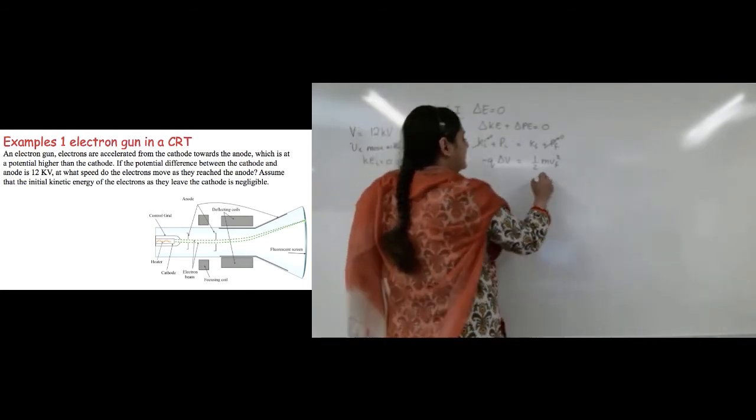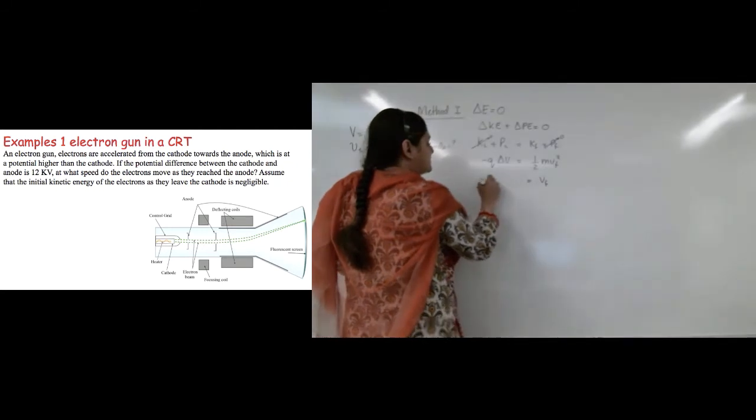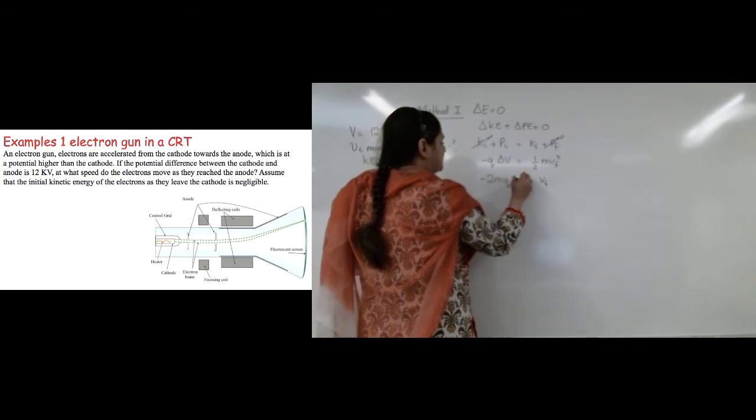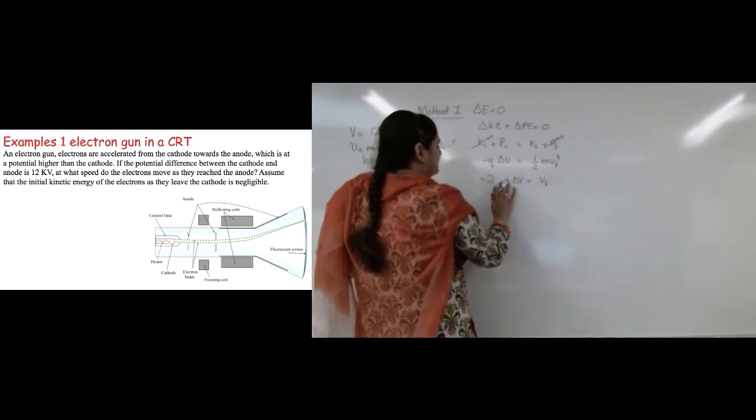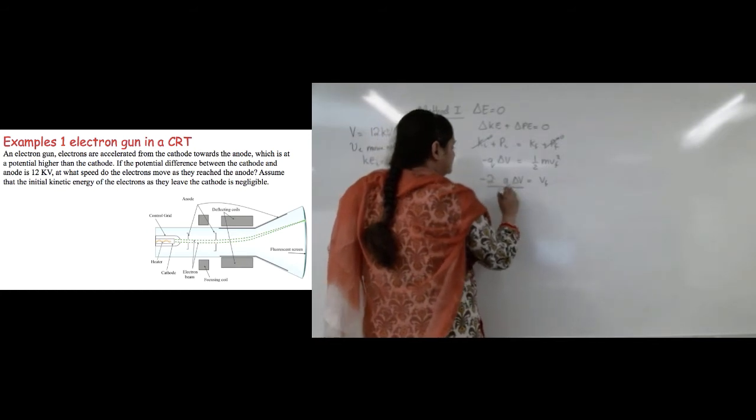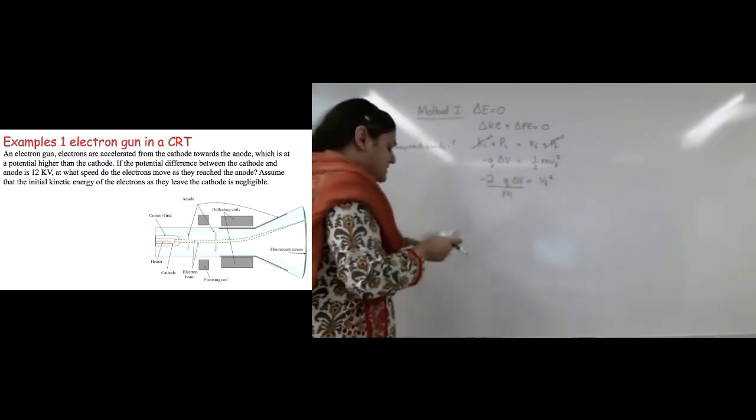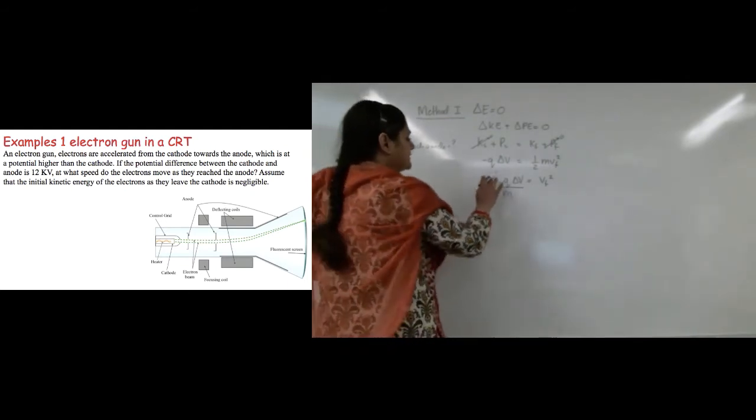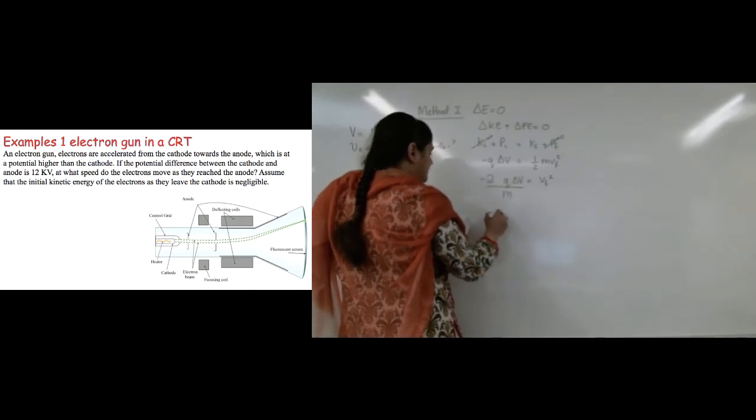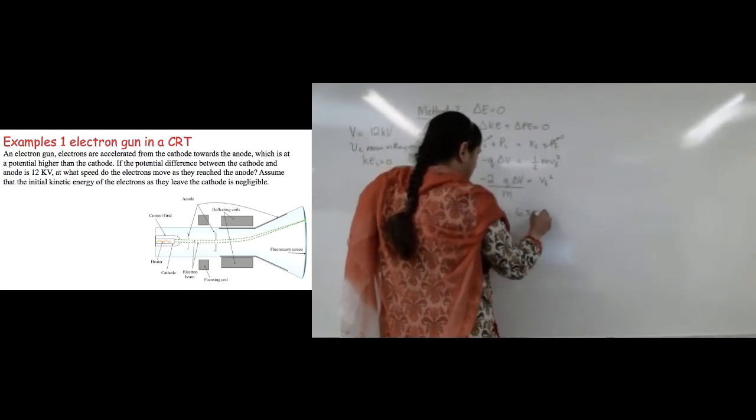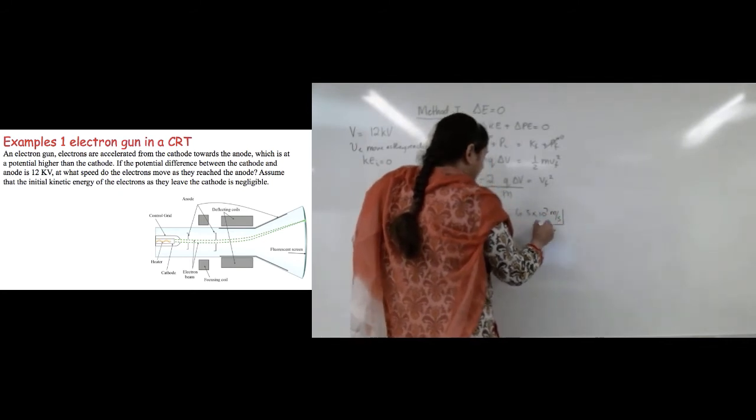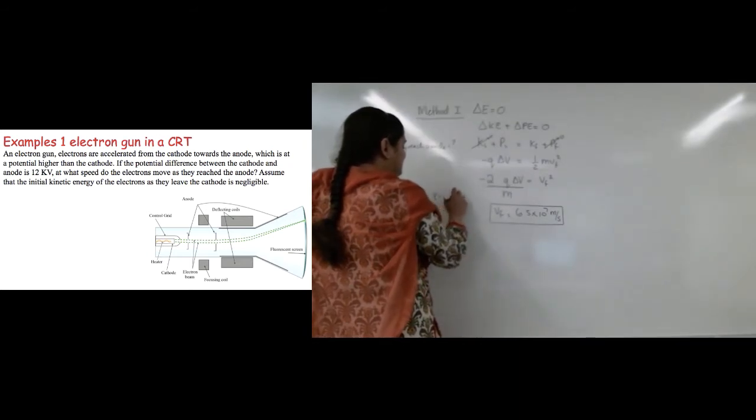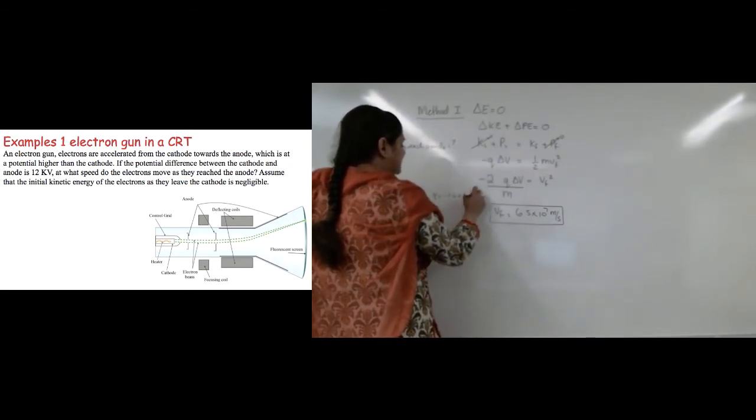What are we looking for? We are looking for Vf. So I can rearrange this equation as Vf squared equals 2q delta V over m. Whoops, m comes down. Now all I have to do is plug in the numbers, calculate, and solve. I will get Vf equals 6.5 times 10 to the 7 meters per second. Remember, q is minus 1.6 times 10 to the minus 19 coulombs.